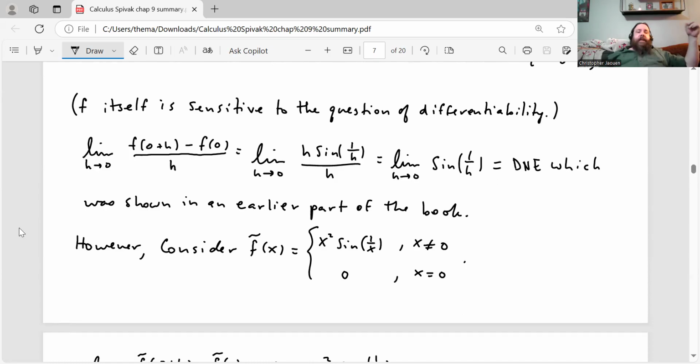For example, if you try to take the limit as h goes to 0 of the difference quotient for that function, we get the limit as h goes to 0 of sine of 1 over h. That limit doesn't exist, which we actually showed in a previous part of the book. I won't go through it again here.